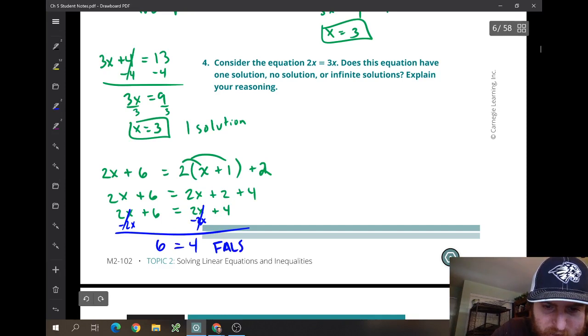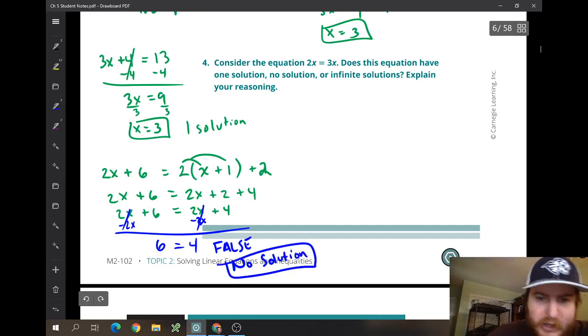So because 6 is not equal to 4, what we're going to write is no solution. There's no number in the world that we could ever plug in that would make 2x plus 6 equal to 2 times the quantity x plus 1 plus 2. You could try every number in the world and nothing would ever make those equal. It's a false statement. So there's no solution there.